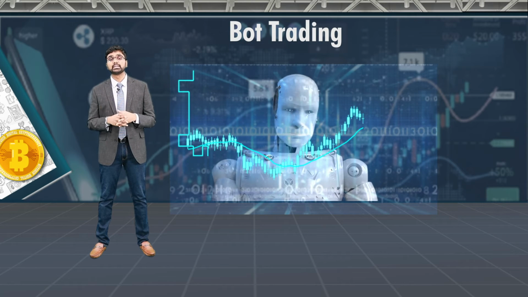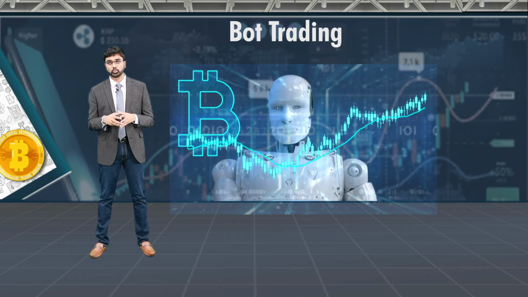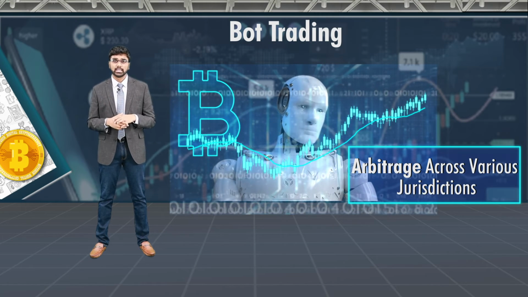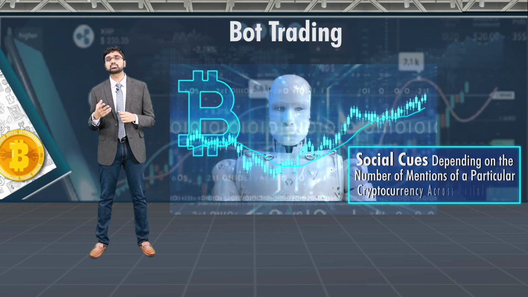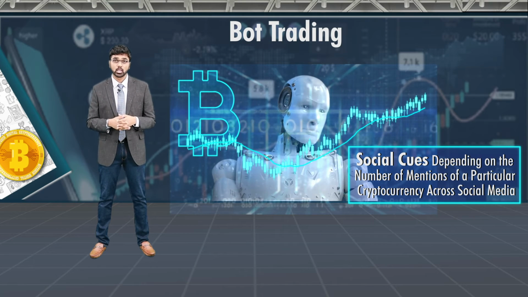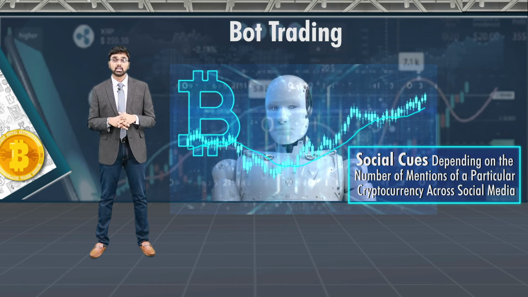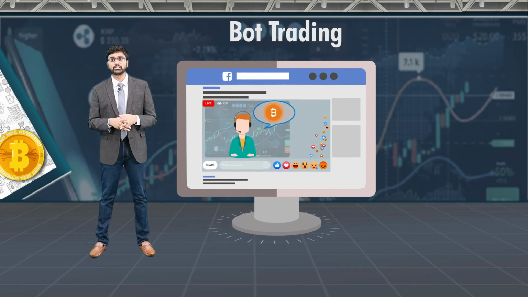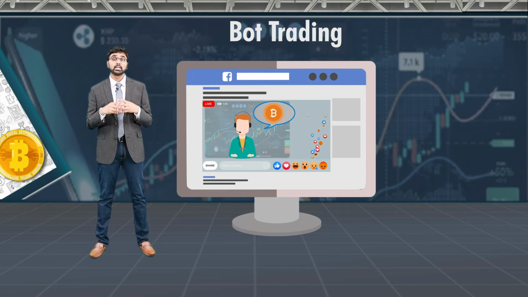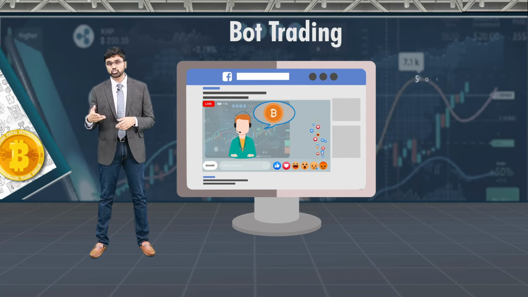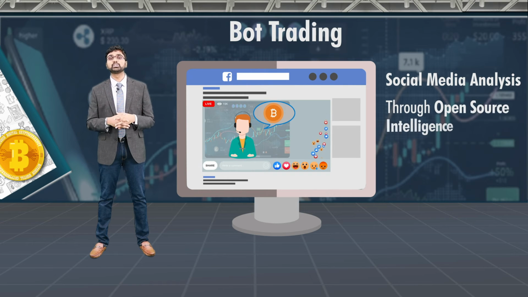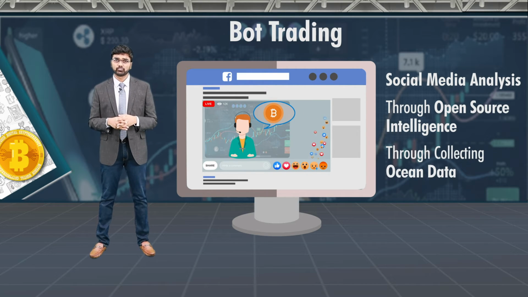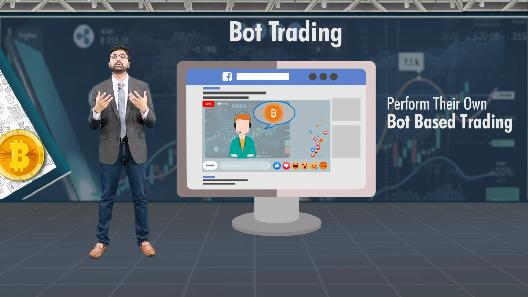These days, a lot of people are using something called bot trading, where folks have created algorithms to actually trade depending on the performance of the crypto. It could be based on arbitrage across various jurisdictions. It could be based on social cues depending on the number of mentions of a particular cryptocurrency across social media. For example, if everybody is talking about Bitcoin on say Facebook, the bot can perform this social media analysis through open source intelligence, through collecting OSINT data, and then perform their own bot-based trading.